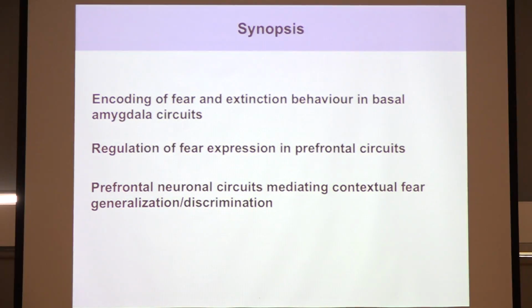So the synopsis of my presentation today: I will try to cover three topics. The first one is related to the encoding of fear and extinction behavior in basal amygdala circuits. The second is related to prefrontal circuits and the role of these prefrontal circuits in the regulation of fear expression after conditioning. And the last one, something that is not published, is related to the role of a prefrontal region in contextual fear generalization or discrimination.